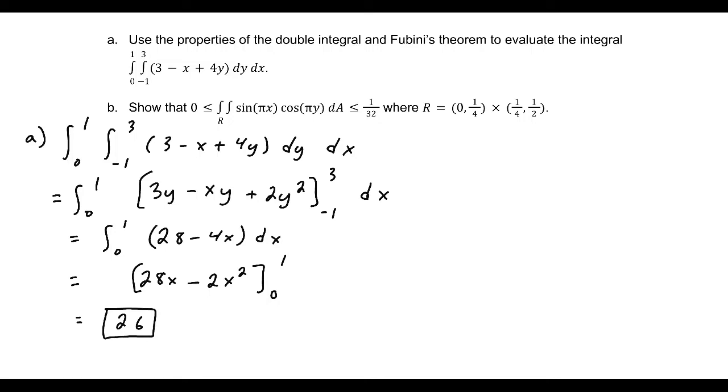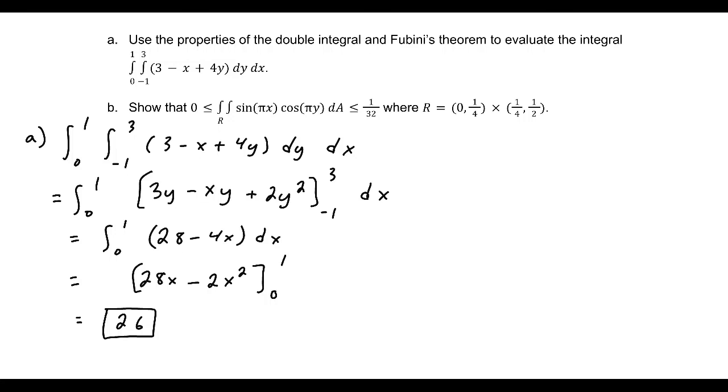Part B. Show that 0 is less than or equal to the double integral over the region R with respect to A of the function sine(πx) multiplied by cosine(πy). That integral is less than or equal to 1 over 32, where R is equal to the interval from 0 to 1/4 by the interval 1/4 to 1/2.